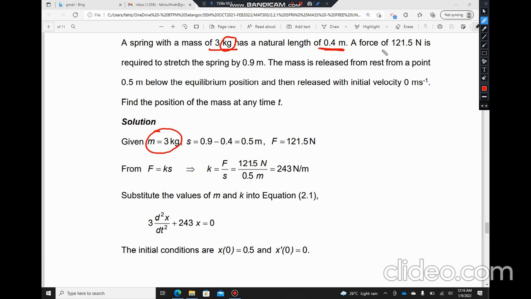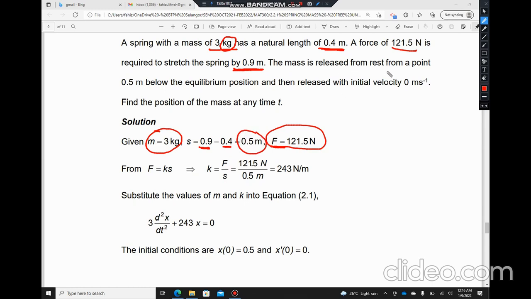Okay, a force of 1 to 1.5 Newton. Okay, yang ni adalah force. So F equals to 1 to 1.5 Newton is required to stretch the spring by 0.9. So bila letak force, spring tu jadi 0.9. So yang ni selepas pemanjangan, yang ni sebelum. So kita dapat pemanjangan dia adalah 0.5.